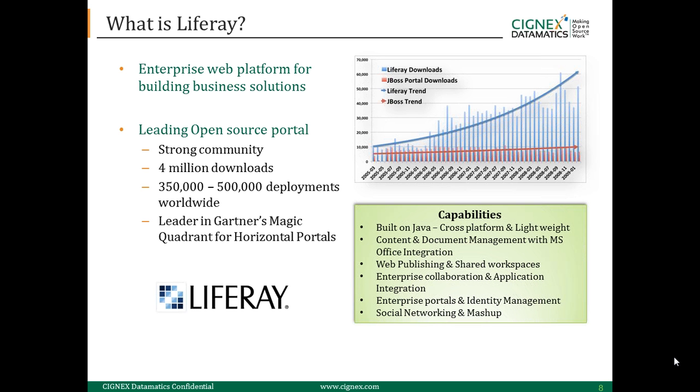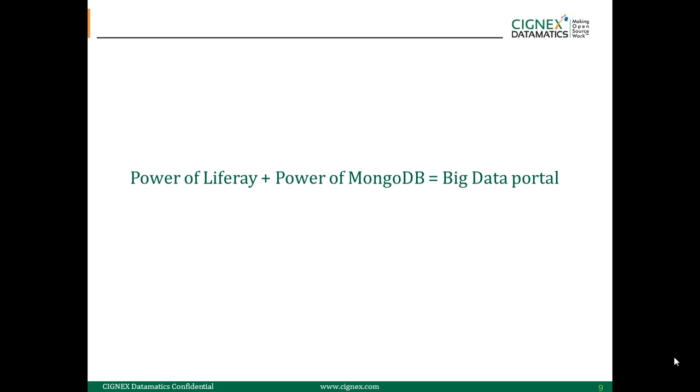The front end is Liferay, and Liferay is an enterprise web platform for building business solutions. What it is basically, it is the leading open source portal in the IT environment right now. It features in the leaders area in Gartner's Magic Quadrant for horizontal portals. It has 4 million plus downloads. It has a very vibrant and strong community. It's built using Java, and it is pretty lightweight. It is one portal which can satisfy various business needs, whether it is for a web publishing environment, a shared workspace, document management or collaboration, an enterprise portal, or even social networking. So all of these features and much more come in from the Liferay side into the solution.